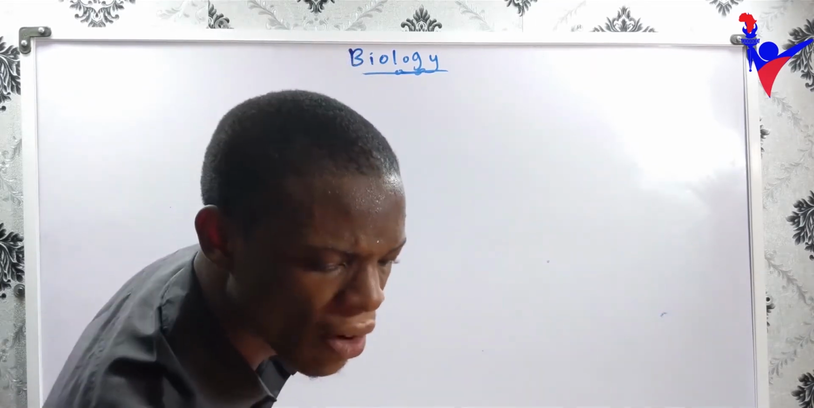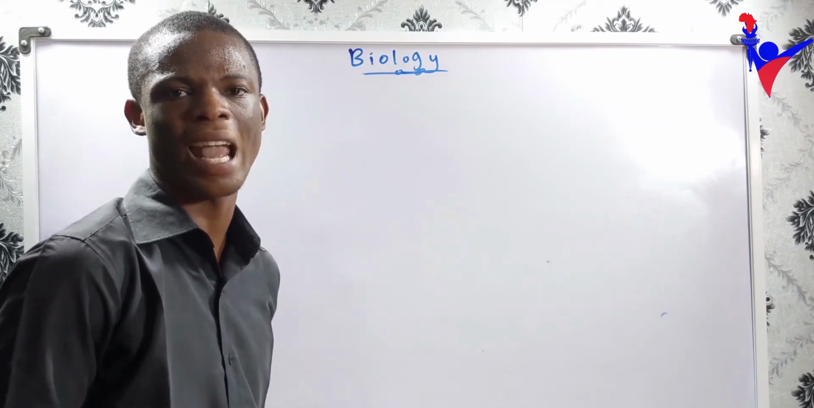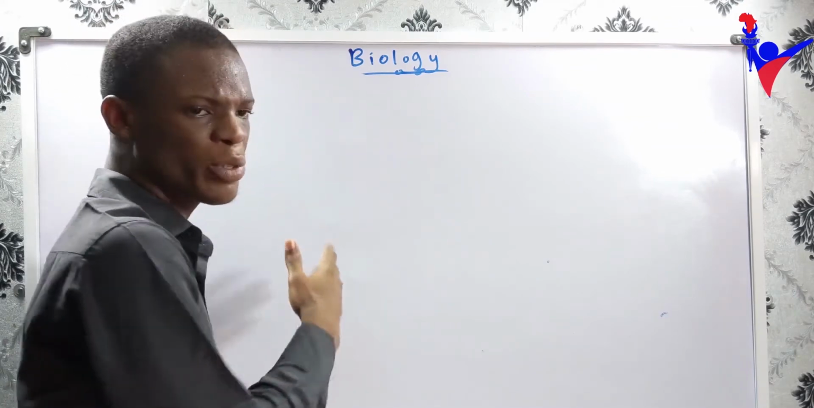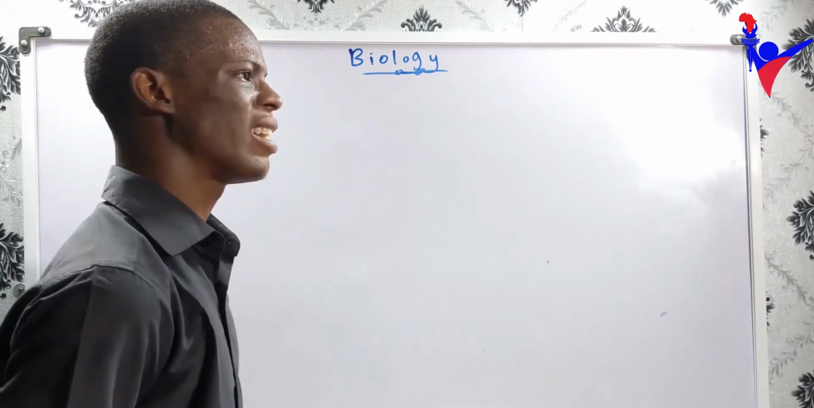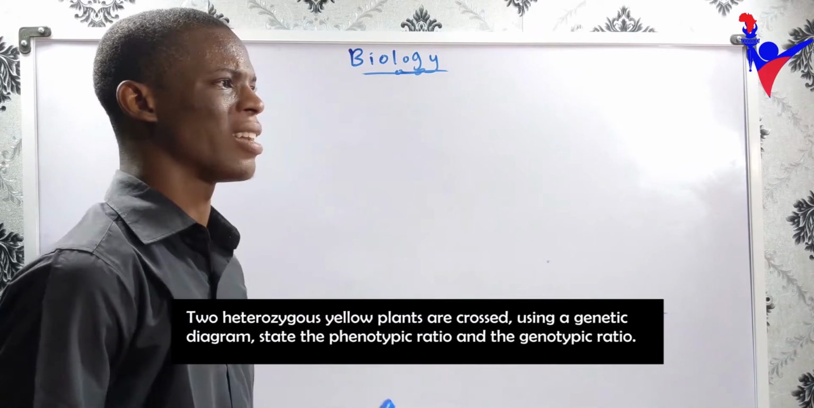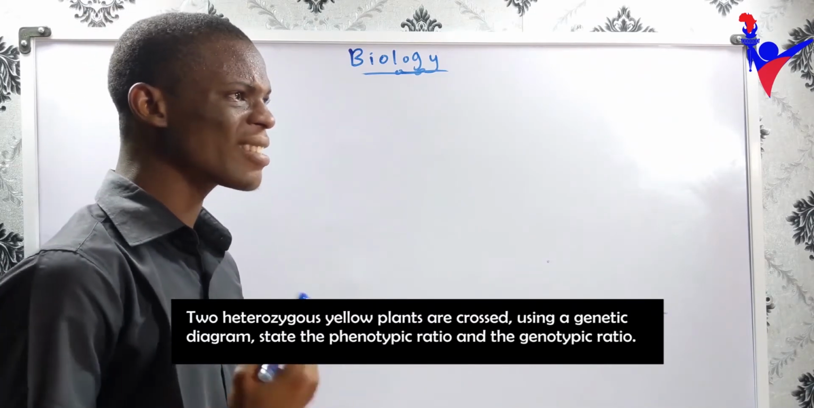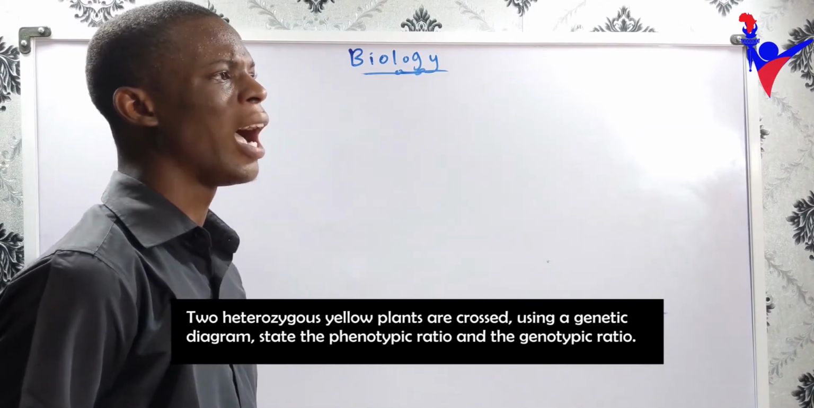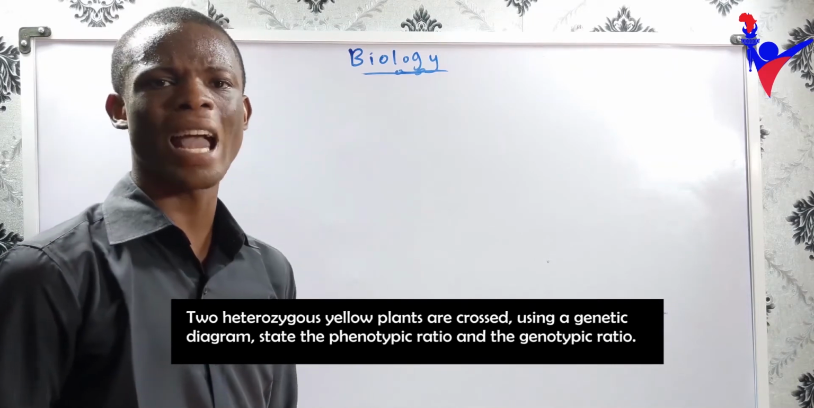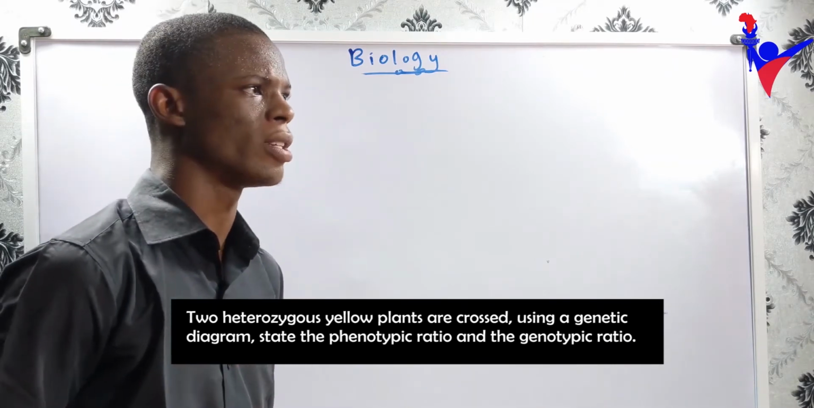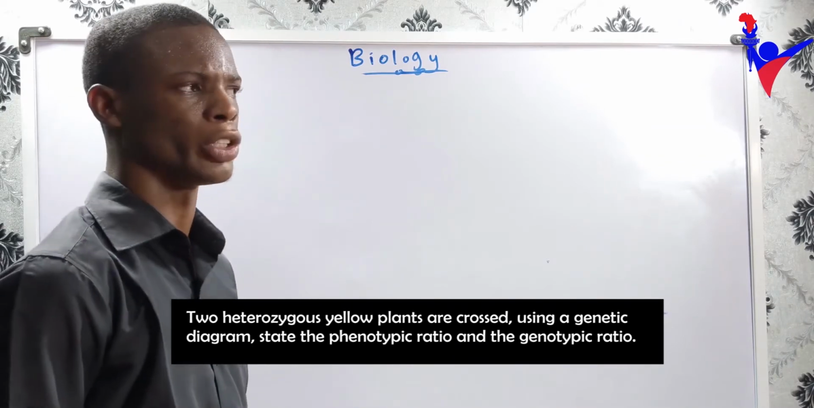So the question that we have is very important for those writing a written examination, because there are steps you need to take to answer the questions correctly. We are asked that two heterozygous yellow plants are crossed using a genetic diagram. State the phenotypic ratio and the genotypic ratio.